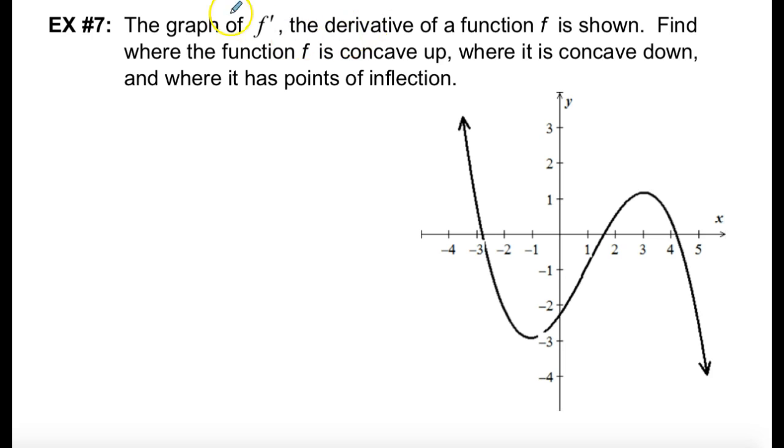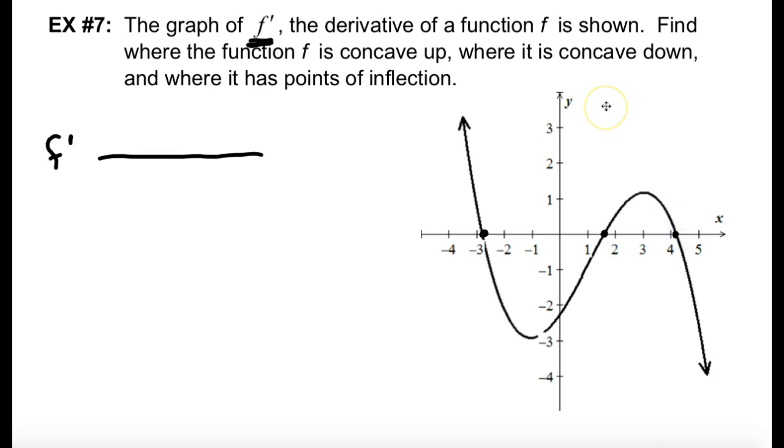So here we are given the graph of a derivative. I want to figure out where my original function is concave up, concave down, and where it has points of inflection. So real quick, let's determine what our first derivative test would look like. So if I want to find critical values or critical numbers, that's going to be where the first derivative is equal to 0, right? That's going to be there, there, and there.